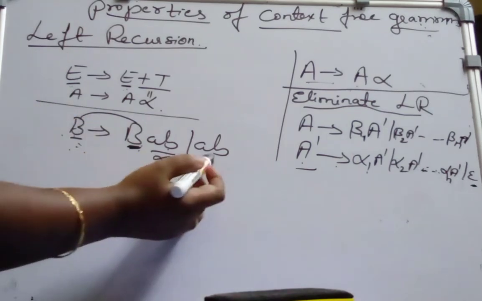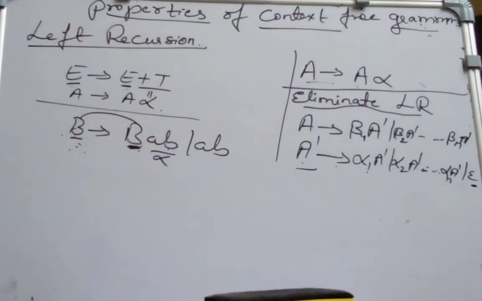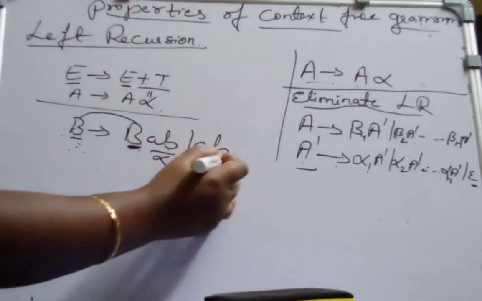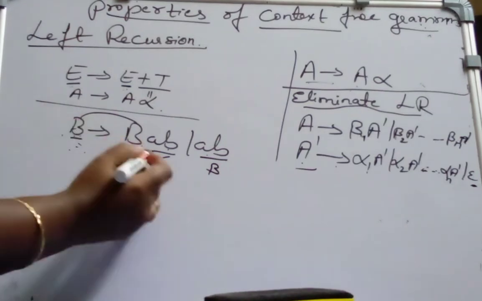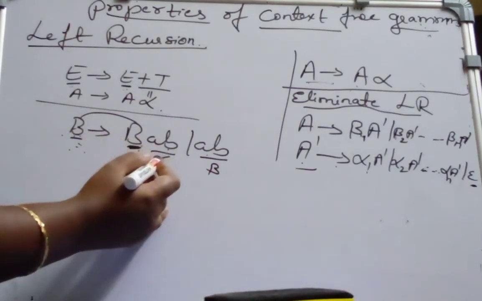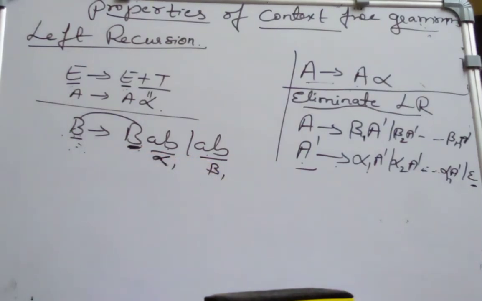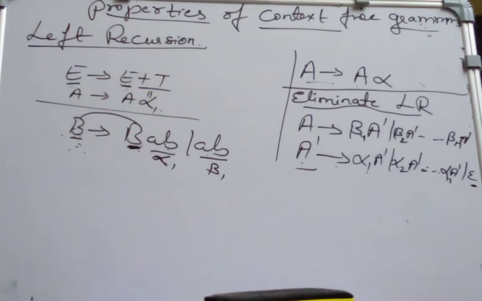So what are beta 1 and beta 2 here? The productions without any left recursion are called betas, and the productions with left recursion are called alphas. Here we have the production B derives AB, right? This is nothing but beta. It doesn't have any left recursion. But the production B derives BAB has left recursion. So this is alpha 1 and the other is beta 1. Here we have only one production of each kind.